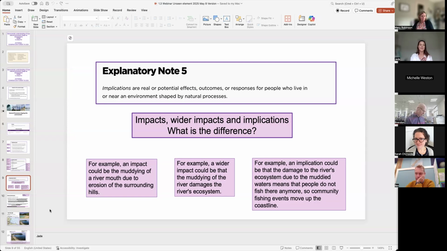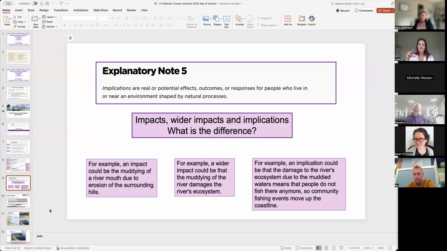So you might have muddying of a river mouth, which occurs due to the natural process of erosion in the surrounding hills. The wider impact is thinking a little bit more broadly: how does that direct impact affect something else? So we could say that the muddying of the river mouth because of the erosion, then the wider impact is on the river's ecosystem and all the creatures and plant life that live there. And then when we think about implications, we're thinking about those real or potential effects or outcomes for people.